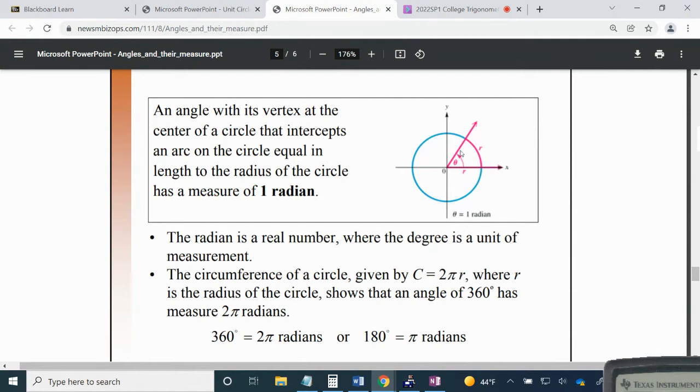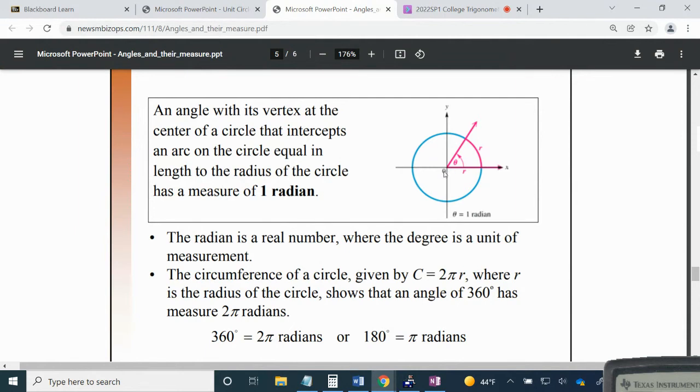So we have what's called theta, which is our central angle measure. And notice we have r, which is our radius. The radius goes from the center to the outer rim. And then notice we have s. S is called the arc length, or the length of arc between our angle measure. But for now, we're concentrating simply on radian measure. So it says that an angle with its vertex at the center of a circle that intercepts an arc on the circle equal in length to the radius of the circle has a measure of 1 radian.